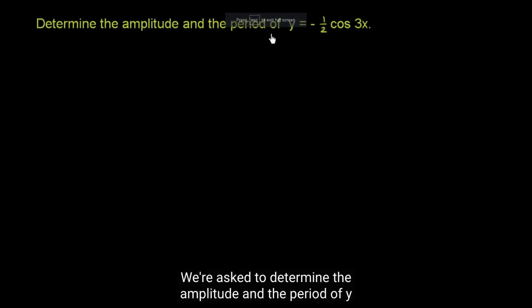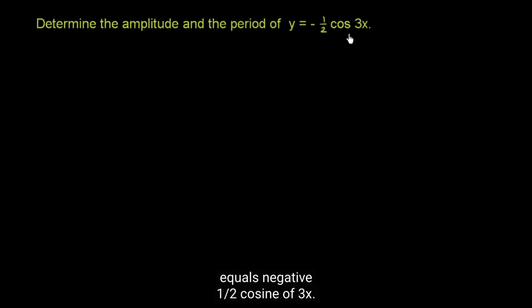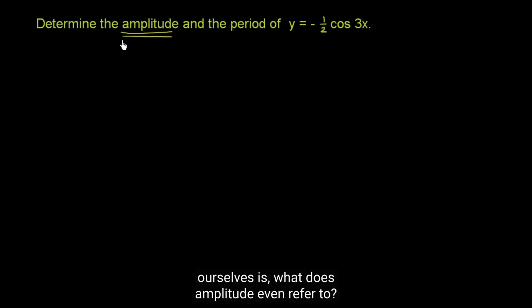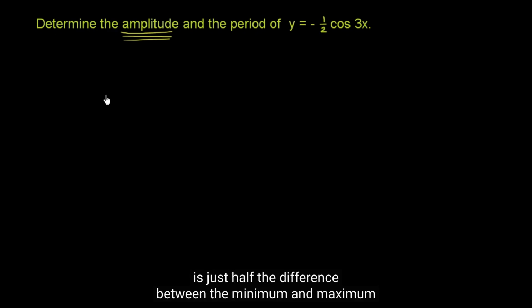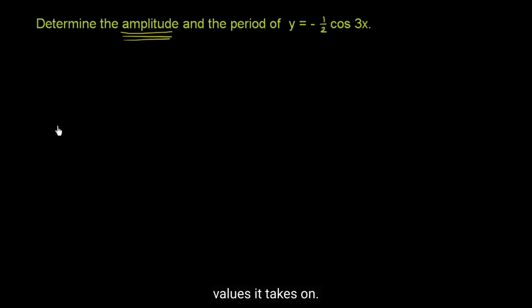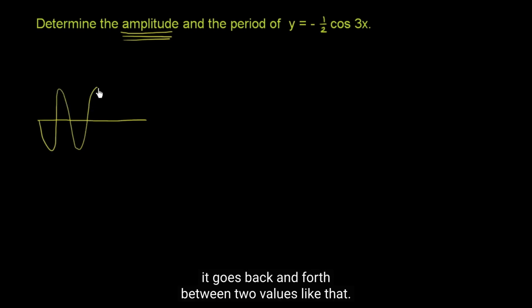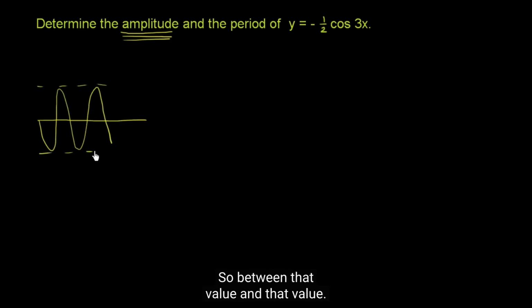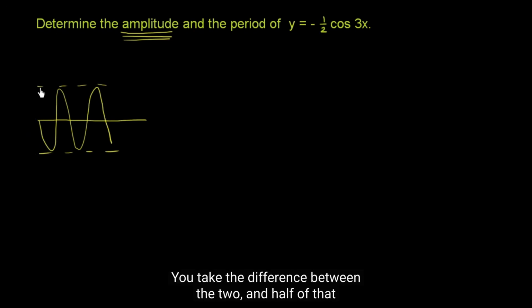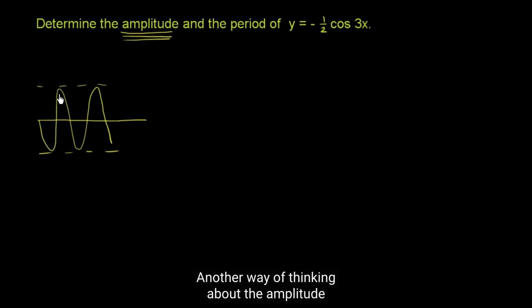Let's get into it. We're asked to determine the amplitude and the period of y equals negative 1/2 cosine of 3x. So the first thing we have to ask ourselves is, what does amplitude even refer to? Well, the amplitude of a periodic function is just half the difference between the minimum and maximum values it takes on. So if I were to draw a periodic function, it would just go back and forth between two values like that. You take the difference between the two, and half of that is the amplitude. Another way of thinking about the amplitude is how much does it sway from its middle position?